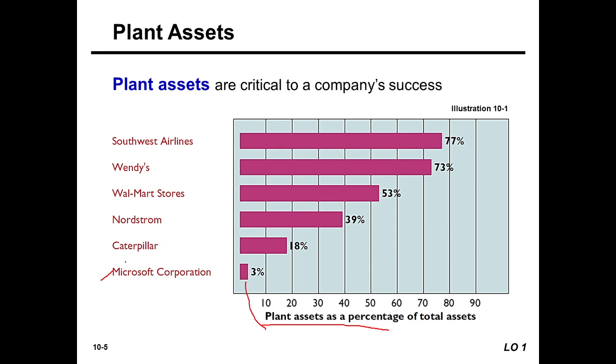This is Caterpillar company, they use 18%. Nordstrom company, they use 39%. Walmart stores, they use 53%. Wendy's company, they use 73%. And Southwest Airlines, they use 77% of their total assets in plant assets. Okay, I think everybody is clear.